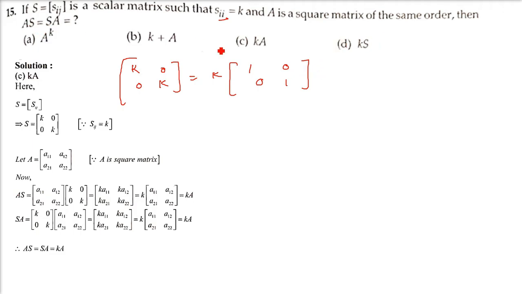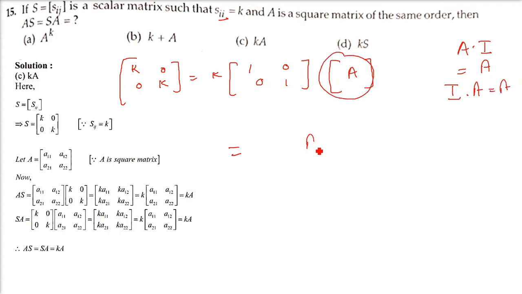Okay, now it is saying that A is a square matrix of the same order, then A into S and S into A equals what? So I'll just take any matrix, and if I multiply any matrix with an identity matrix, A into identity will always be A matrix. So identity matrix into A will also be A. Okay, so identity matrix into A is going to be A, and k is outside. So whatever you do, it will be k into A. This is the logic.